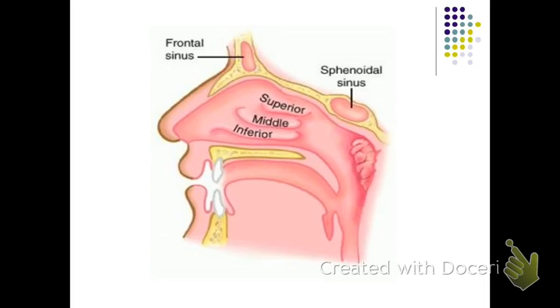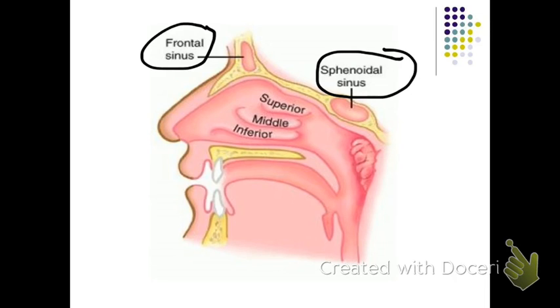And on this image, we are able to see the frontal and the sphenoidal sinus. And again, with more nasocranial ducts, the superior, middle, and inferior, that help with lightening the skull so it's not too heavy, and helping with drainage.